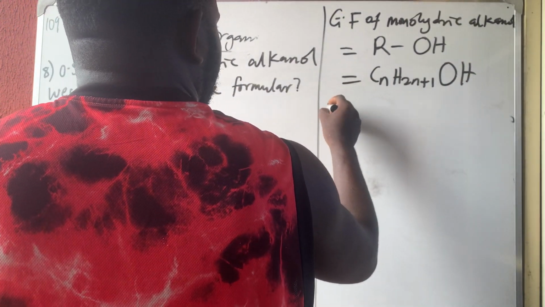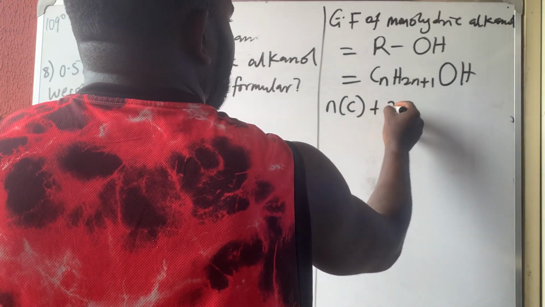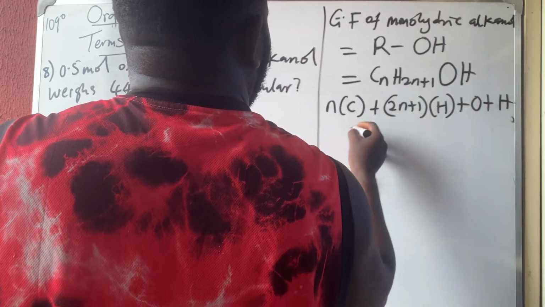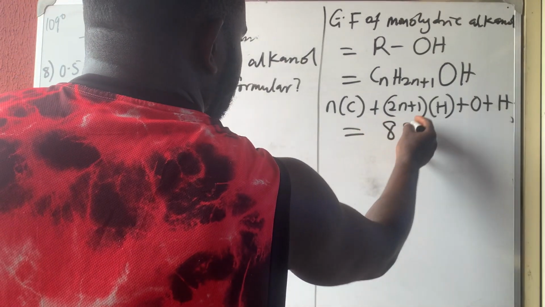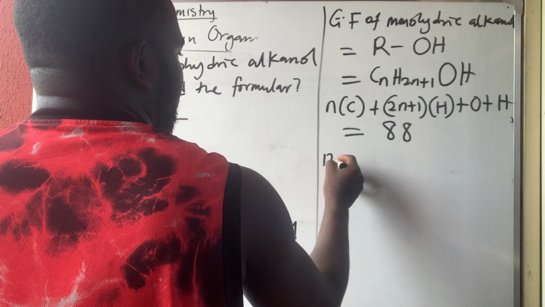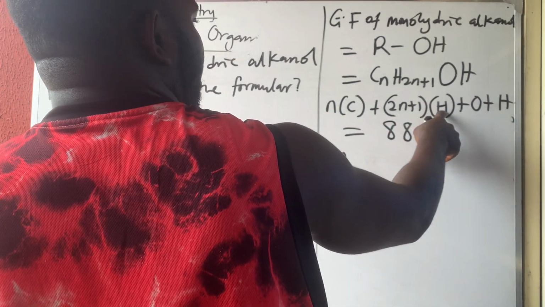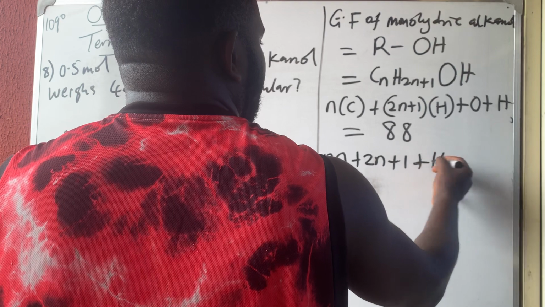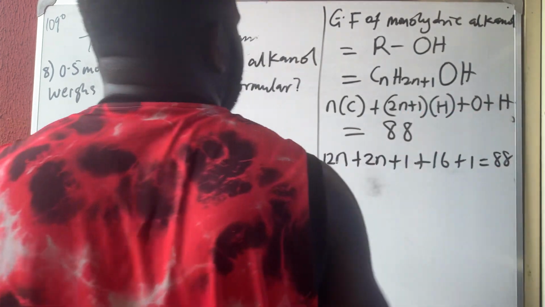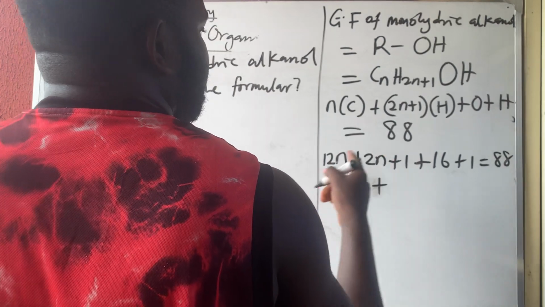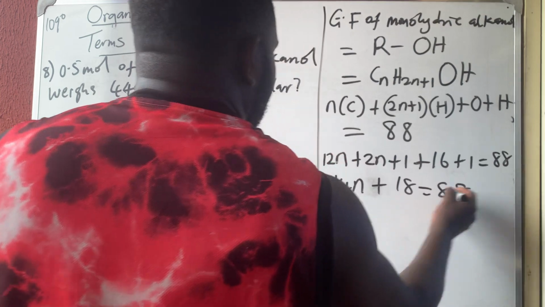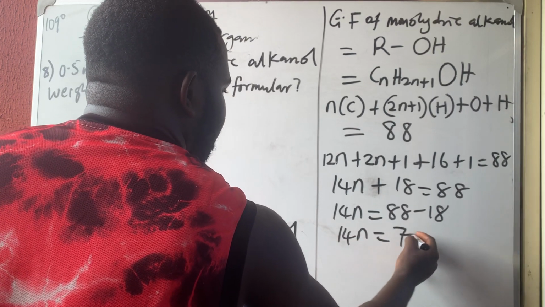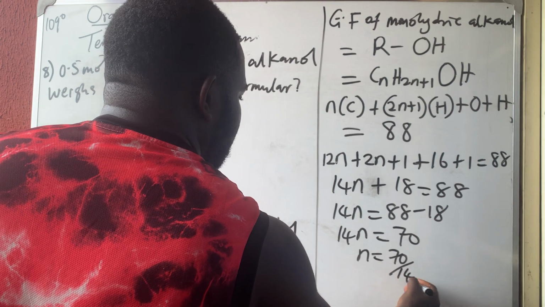So let us get it now. I have n of C, the way we did the other one, plus 2n plus 1 of H, then plus O, then plus H. And all these things is equal to the molar mass of that compound, which is 88. C is 12, so I have 12n. H is 1, so 1 times this will give you 2n, 1 times 1 will give you 1. Plus oxygen is 16, while hydrogen is 1, and is equal to 88. So we have 14n plus 18 is equal to 88. So 14n is equal to 88 minus 18, so 14n is equal to 70. So my n is equal to 70 divided by 14.